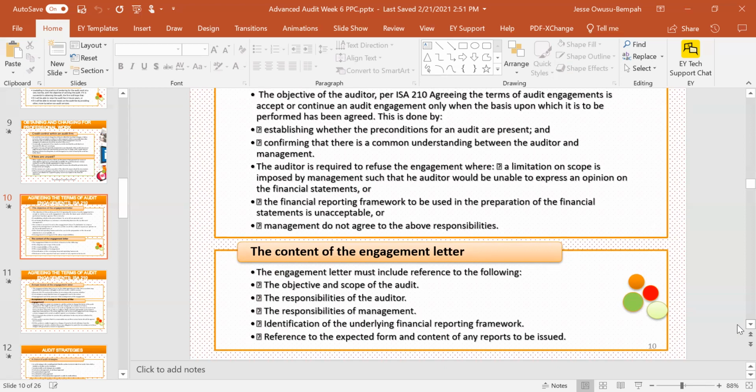So you see, the engagement letter gives us an idea, not just an idea, but establishes what the responsibilities of the auditor will be and what the responsibilities of management will be. We need that defined so that everyone knows exactly what they are doing under the engagement or under the audit. It's very, very crucial. It also helps us to identify the underlying financial reporting framework. It's very, very key. So these are some of the contents of the engagement letter. So you see that the engagement letter is a very, very key document when it comes to audit work.